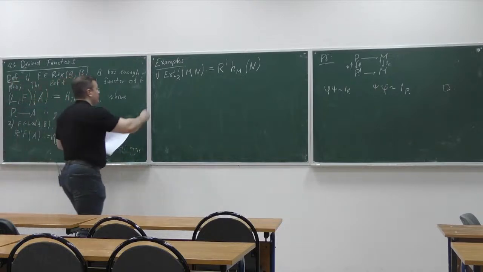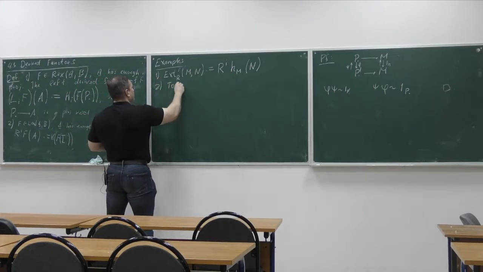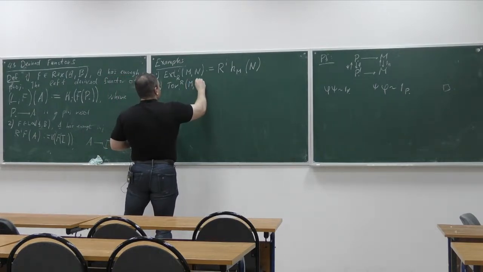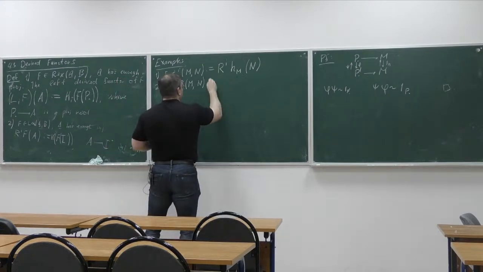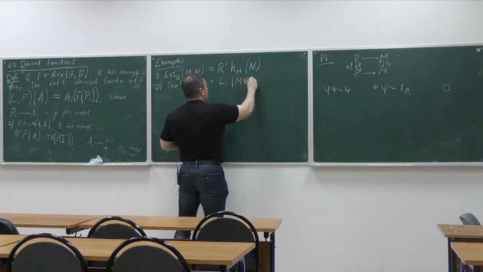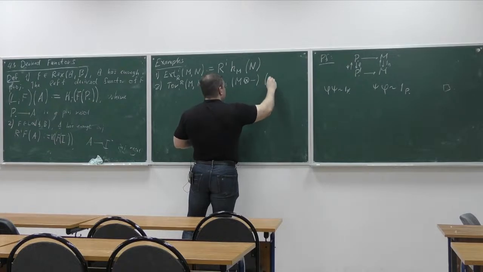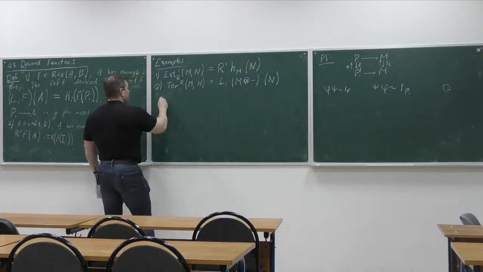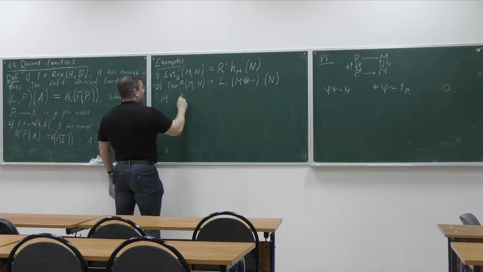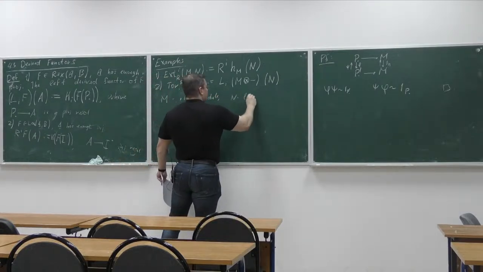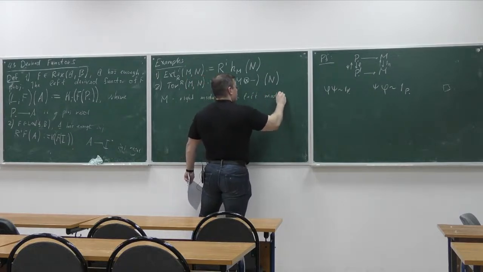And the second example is Tor with the index i. Again, I'm going to think about this as over some ring R, and I have two modules M and N. So this will be, by definition, the left derived functor Li of the functor M tensor product with something, and then I compute this thing on the module N. So here it's important to notice that M is the right module, and N is the left module.